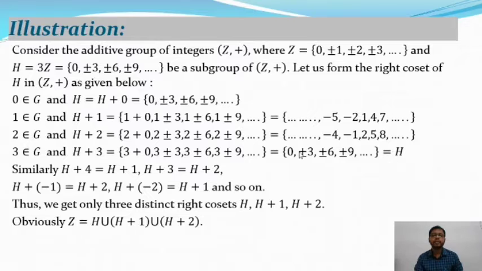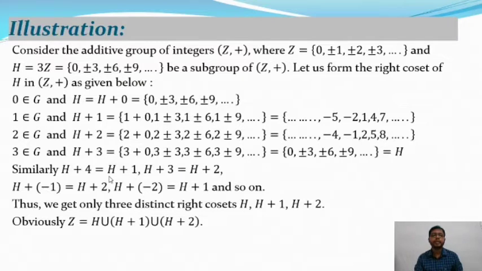Similarly, we will find H plus 4, and after simplifying this result, we will get H plus 4 equal to H plus 1. So the elements of H plus 4 are equal to the elements of H plus 1. As well, the elements of H plus 3 are equal to the elements of H plus 2. Therefore, H plus 3 is equal to H plus 2.